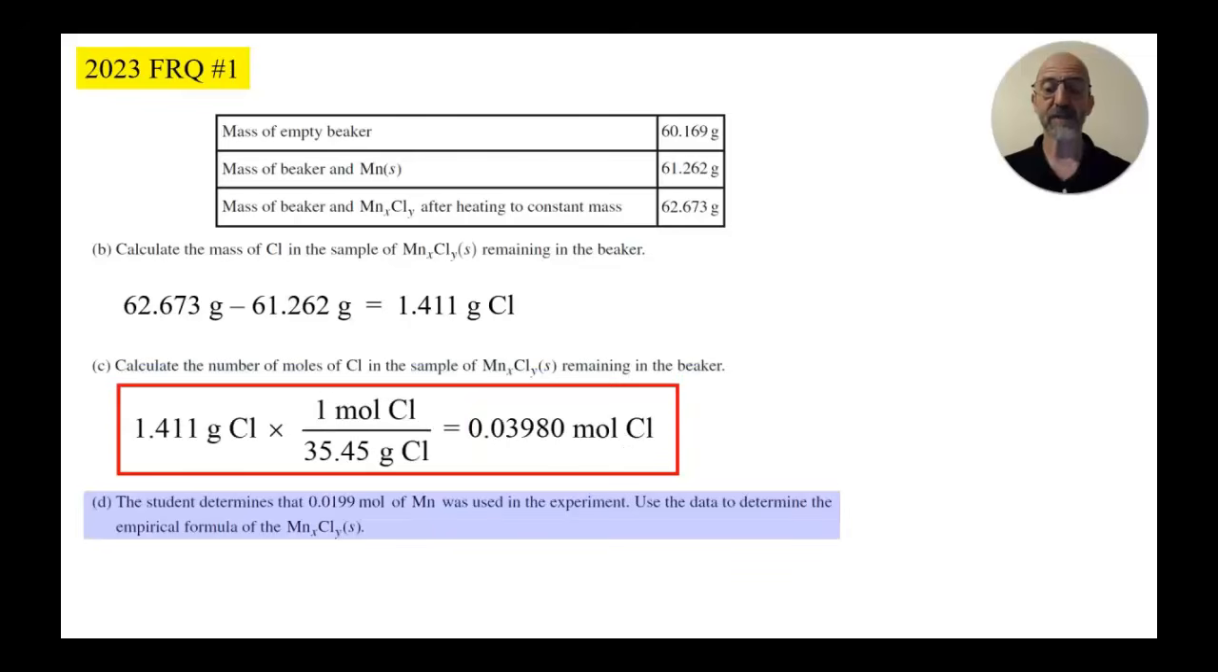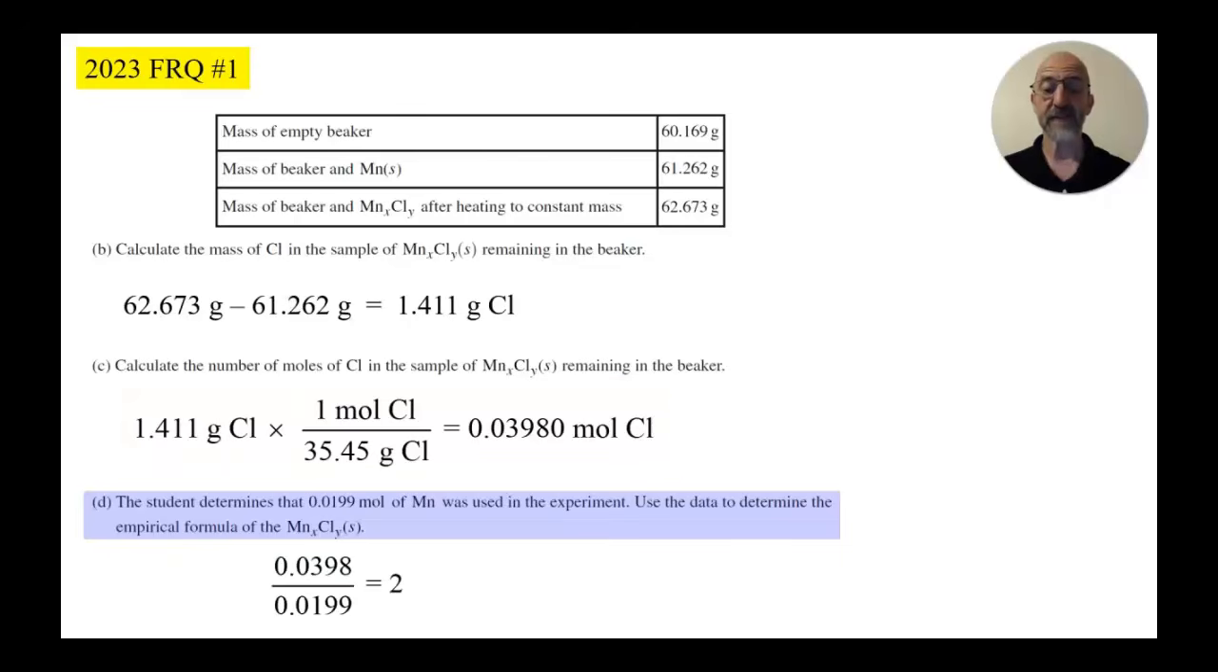Now, moving on to the next part, they took that number of moles of Cl and they connected that to the number of moles of manganese. So we are told in the next part of the question that 0.0199 moles of manganese was consumed in this experiment. So now we have to connect the number of moles of Cl that we just calculated in the previous part of the question to the number of moles of manganese.